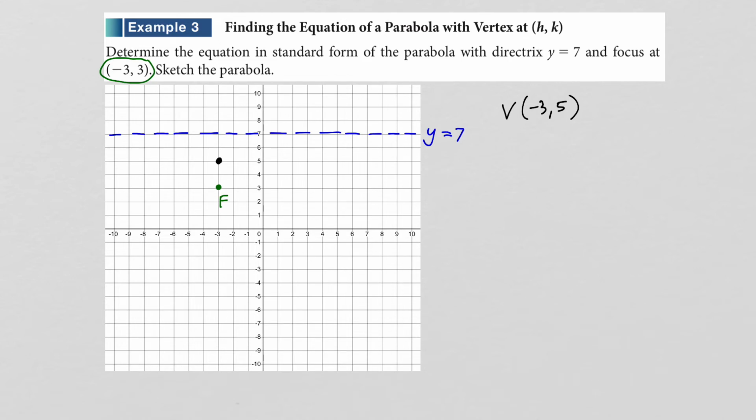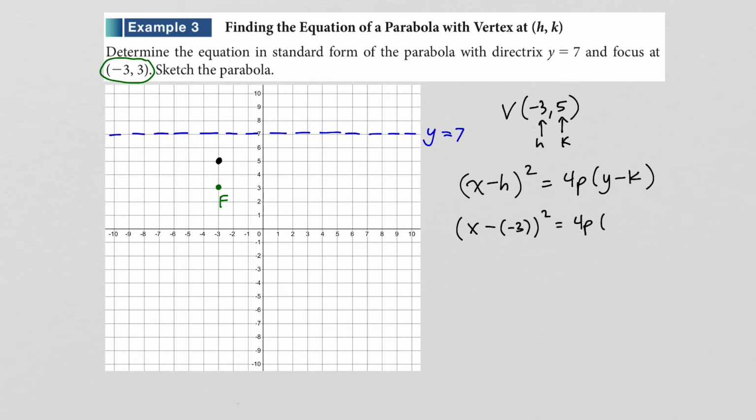If a parabola opens downward, we know its equation is (x minus h) squared equals 4p times (y minus k). And then we know the value of h is -3, and the value of k is +5. And so what I can do is substitute those values in here. We have (x minus -3) squared equals 4p times (y minus 5). So this is (x plus 3) squared equals 4p times (y minus 5).